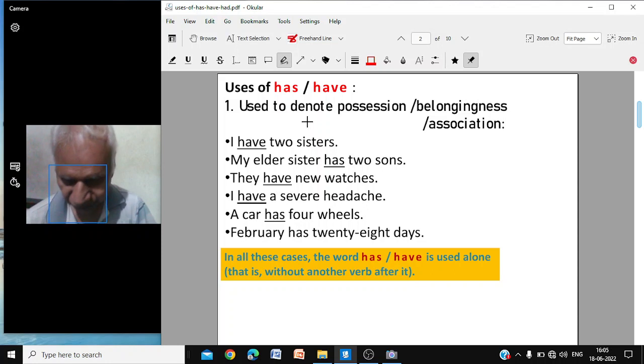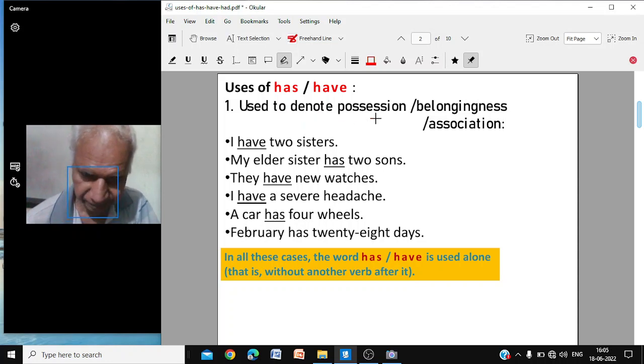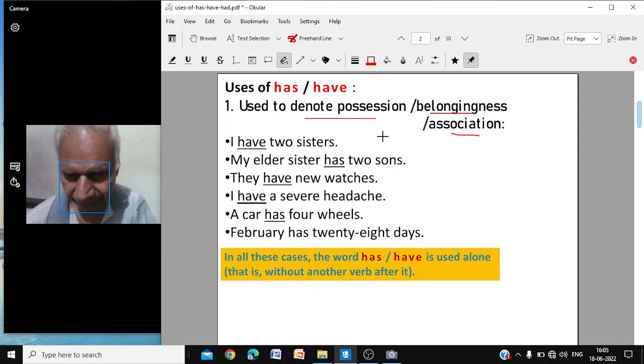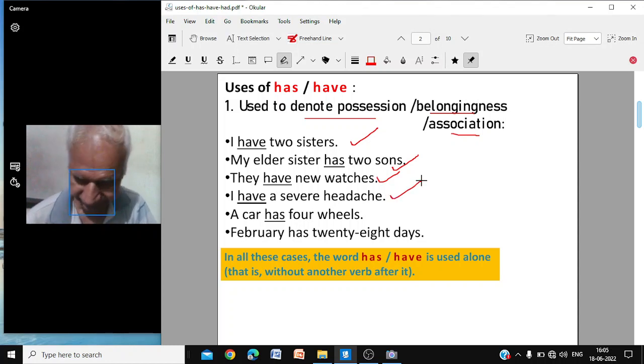So the first use of has or have: used to denote possession or belongingness or association. I have two sisters. My elder sister has two sons. They have new watches, or he has a new watch. I have a severe headache, or he has a severe headache.